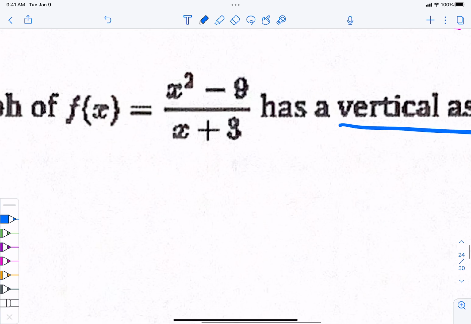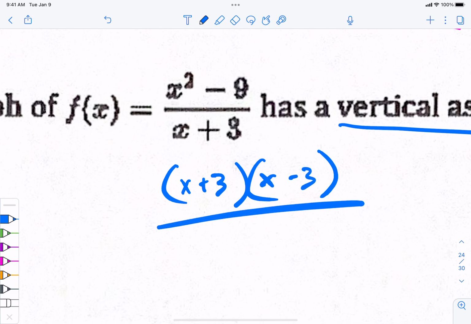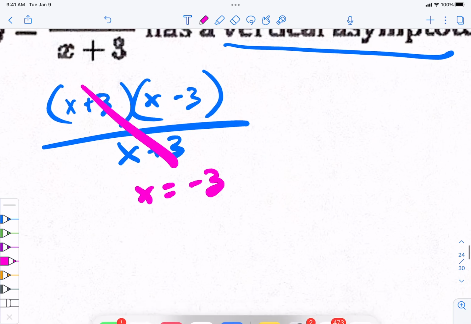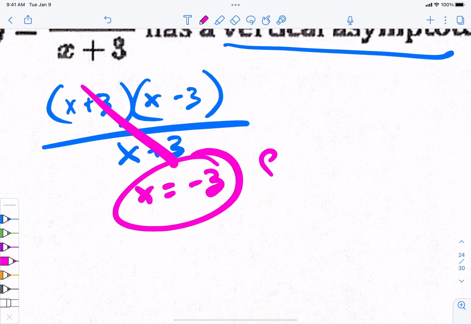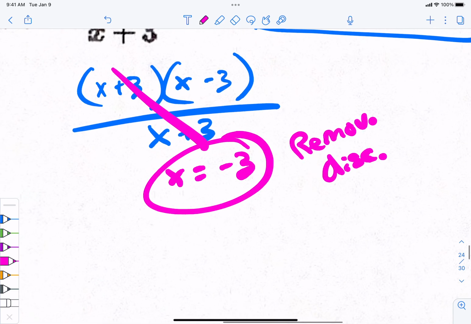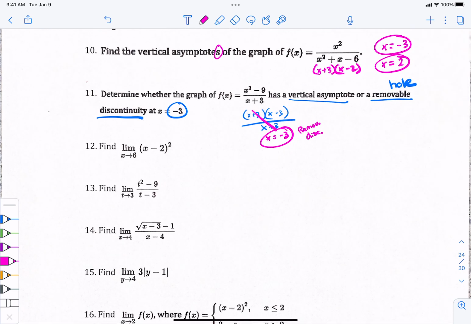So x squared minus 9. The top is x plus 3, x minus 3, over x plus 3. So that means that if I would have set the bottom equal to 0, it would have been x equals negative 3. But it's canceling out, so that is not a VA. It's a hole or a removable discontinuity, which is a hole. It removes out. Got it? Okay. Beautiful.